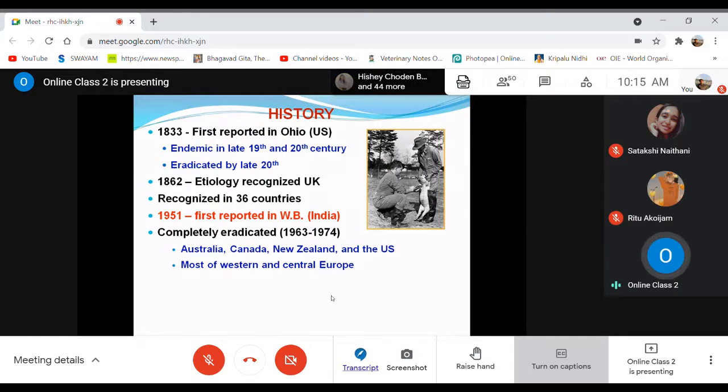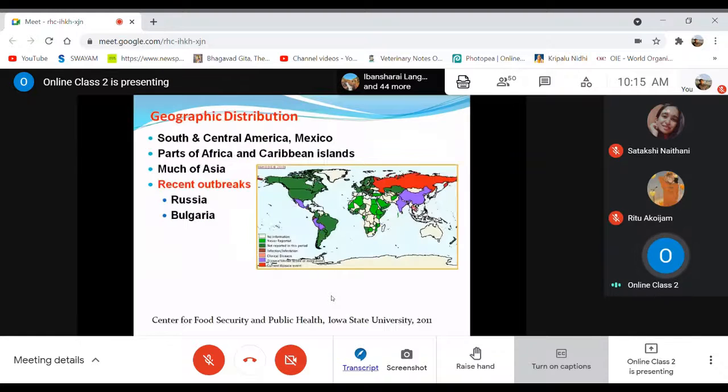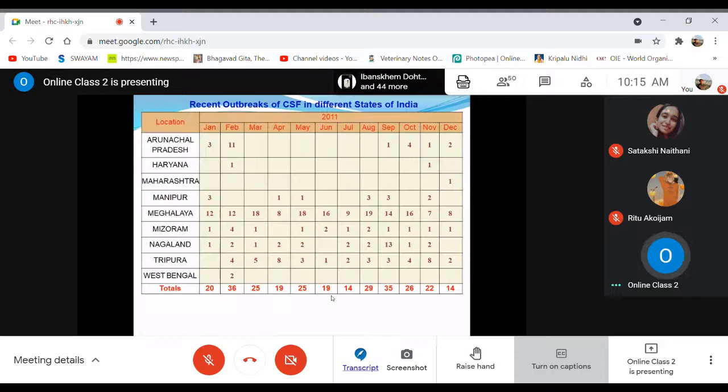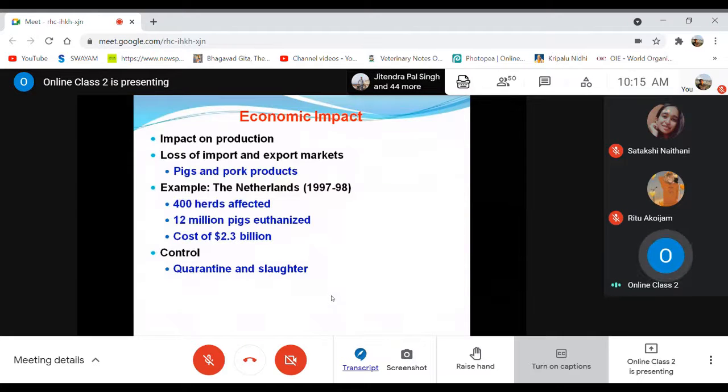The disease was first reported in the year 1833. Then there is the recognition of the etiology and all these things. Geographical distribution I will also skip, please go through it. Then recent outbreaks, I will also skip. So far as economic impact is concerned, we have already learned what the economic importance of a disease is.